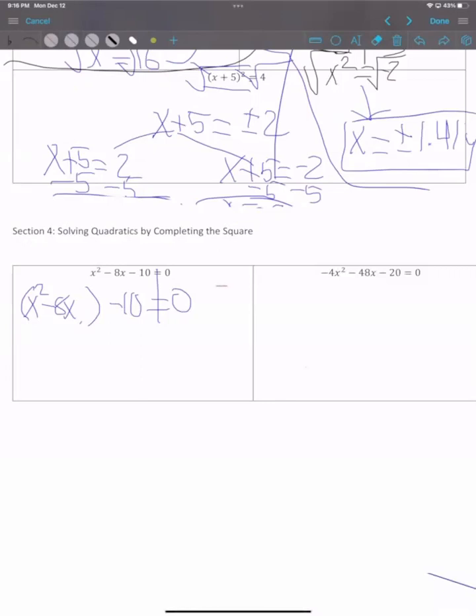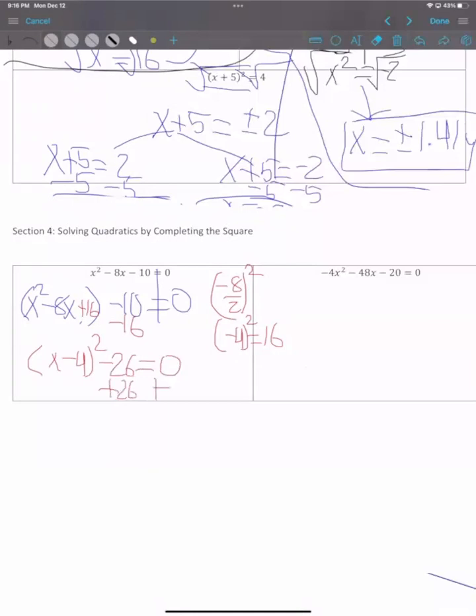So do your b over 2 squared, which would really be 16. Let's see if we can squeeze that in. So plus 16, and do the opposite on the outside. Then we just need to clean this up. So this would be x minus 4 squared, and -10 minus 16 would be -26.